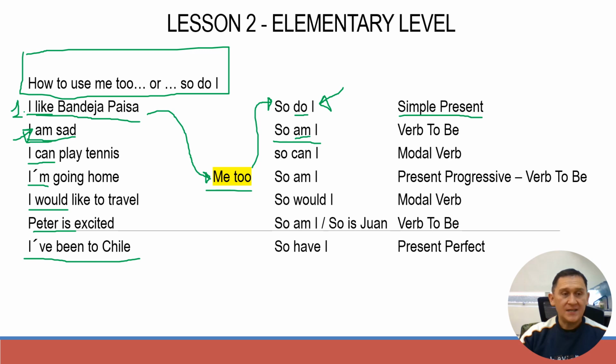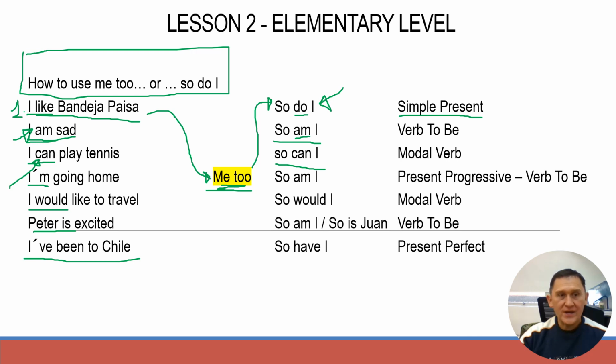Then we have the other sentence. "I can play tennis." So in this opportunity, I'm using a modal can. So you can say either "me too," right here, or "so can I." You have to use the same modal that I used in my sentence.